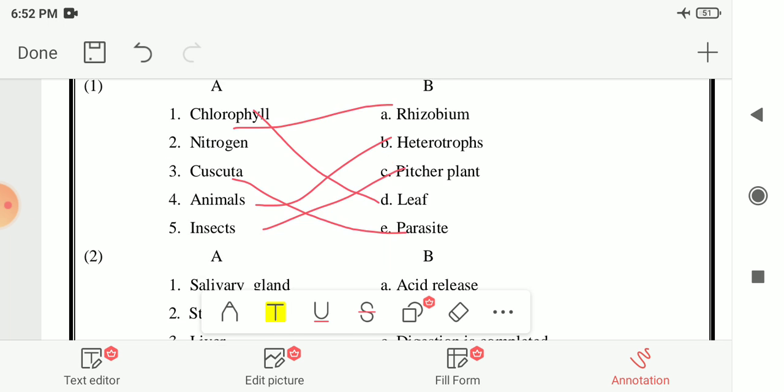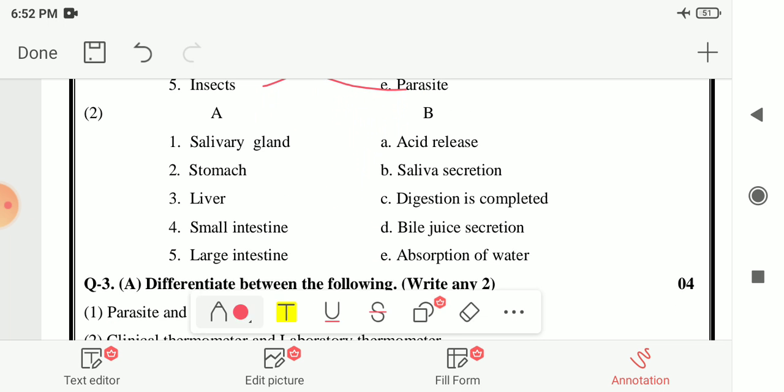Next matching, second number. First in that is salivary gland. So what is the function of salivary gland that you have to find? It secretes the saliva. So your answer is saliva secretion, option B. Next is stomach. So stomach releases the acid. So here your answer is option A, acid release. Third number is liver. So liver produces or secretes bile juices. So here your answer is option D, bile juice secretion.